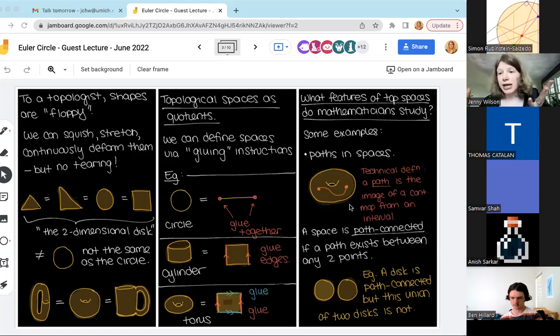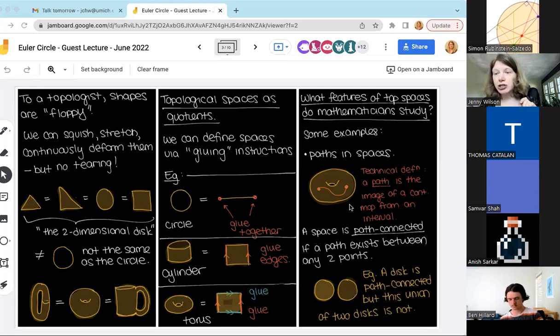Which means that this gives us one tool to distinguish a space from a space that isn't homeomorphic: this idea of path connectedness. If one of them is path connected and the other one isn't, you know they're not homeomorphic. And unfortunately, that observation is not enough to distinguish the disk from the circle, because here's an exercise for everybody. Both of those spaces are path connected.